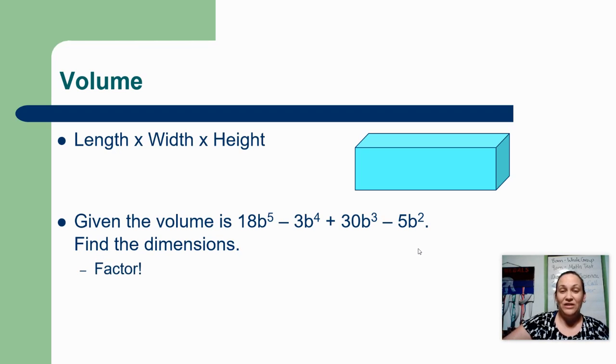Again, we will be factoring today. Normally when you factor, you get two things multiplied together. And so if we want to get three things, that just means we're going to have to do two types of factoring. It doesn't matter what order you do the two types of factoring in.